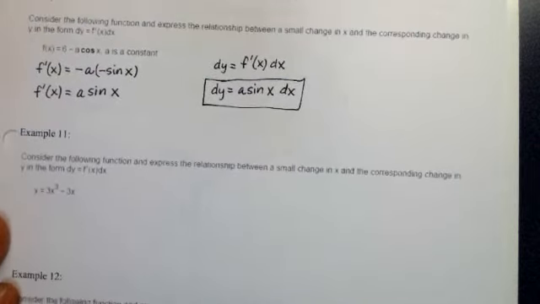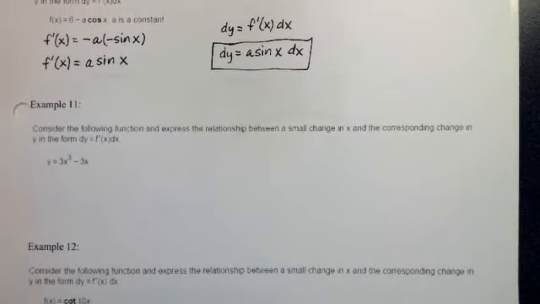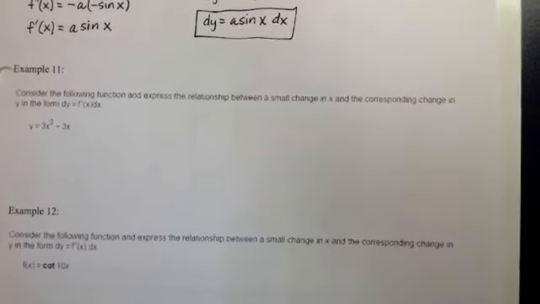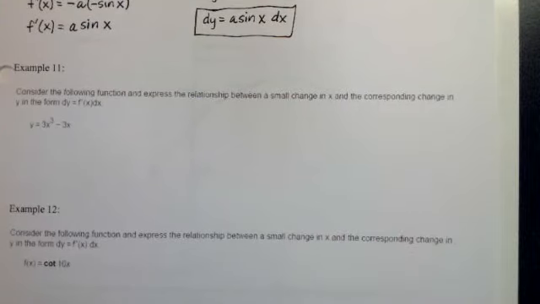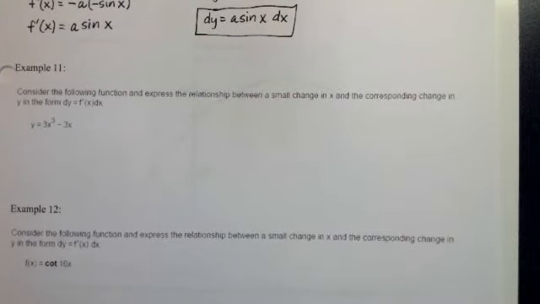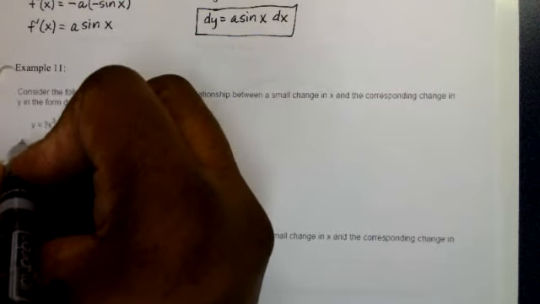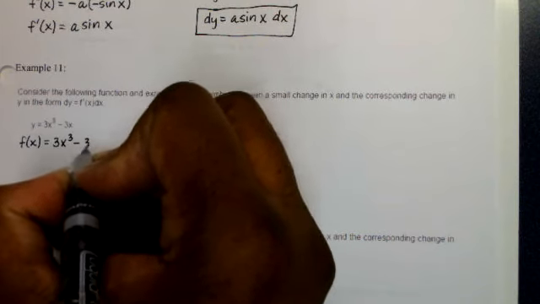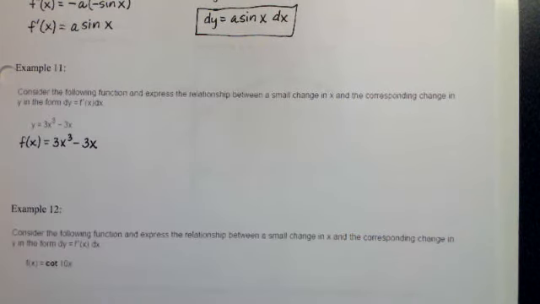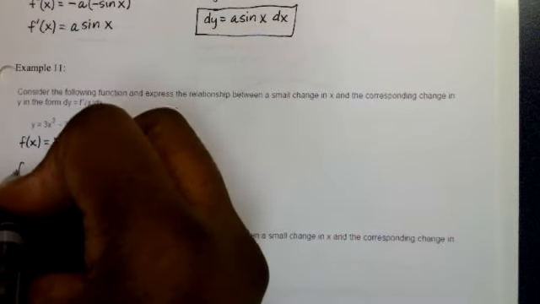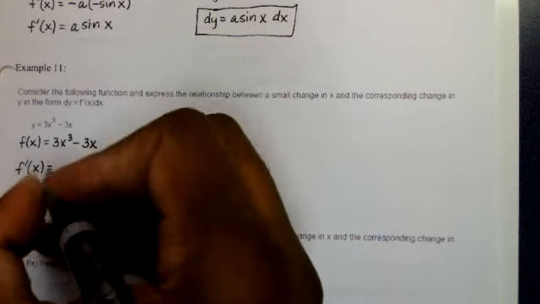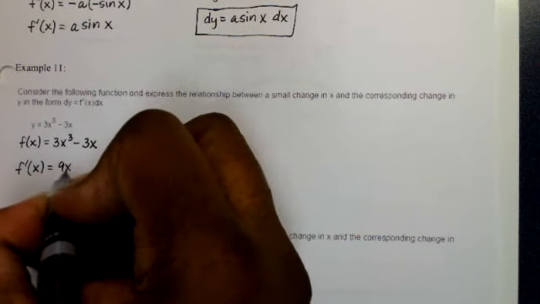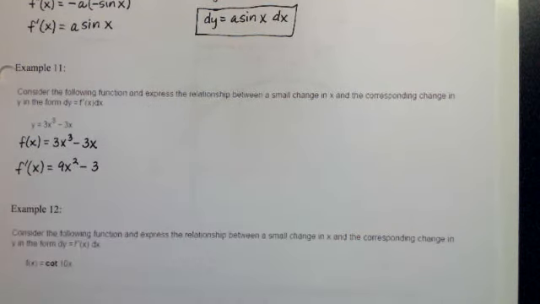Okay, example 11. We got y equal 3x cubed minus 3x. All right, and we want to write this in the form of dy equal f prime of x dx. Well, let me change y to f of x because f of x and y mean the same thing. So f of x is equal to 3x cubed minus 3x. Take the derivative of that, f prime of x would be, let's see, 9x squared minus 3. Derivative of 3x cubed is 9x squared minus the derivative of 3x is 3.